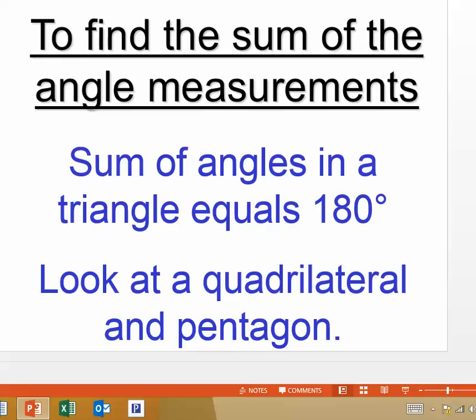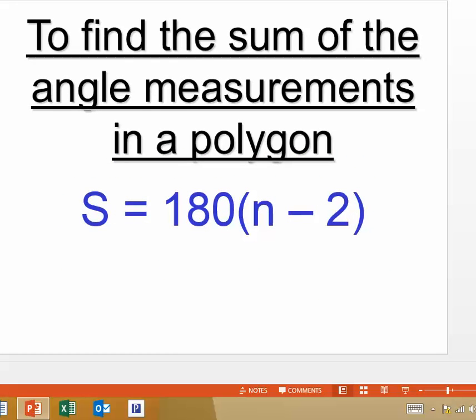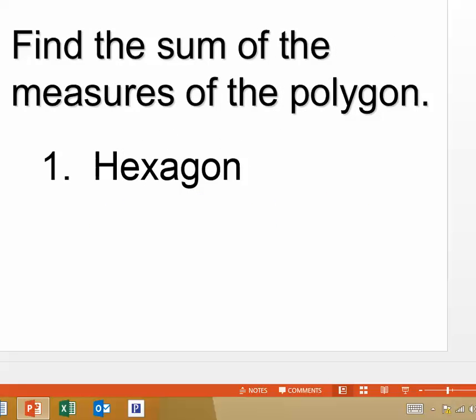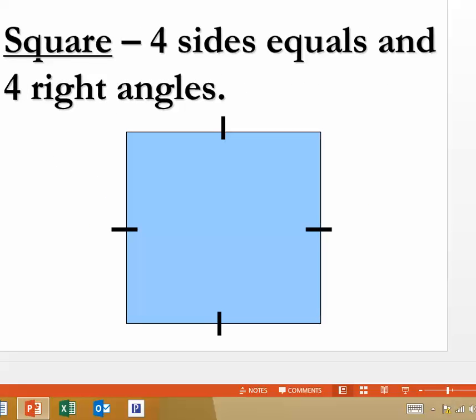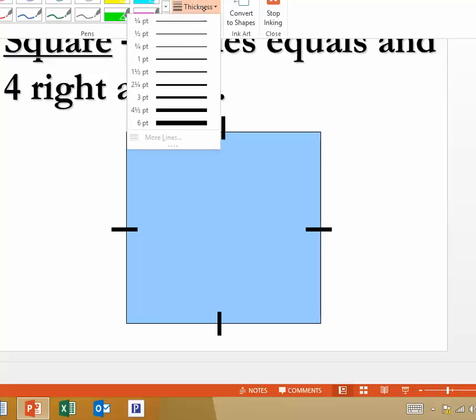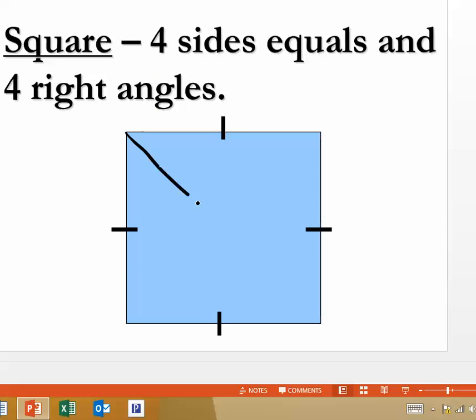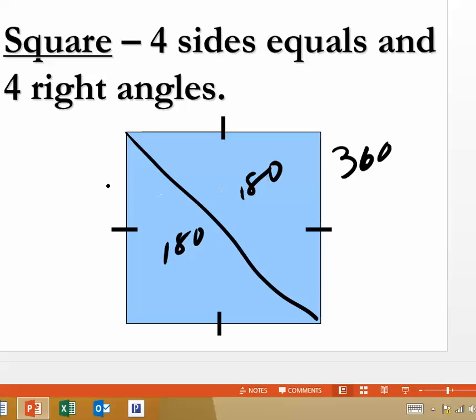To find the sum of the angle measurements, the sum of the angles in a triangle equals 180, which was a previous lesson. Look at the quadrilateral and a pentagon. To find the sum of the angle measurements in a polygon, the sum of the angles is equal to 180 times n minus 2. If we go back to a previous picture, we could draw that in there. We now have 180 and 180, so a quadrilateral is always 360.